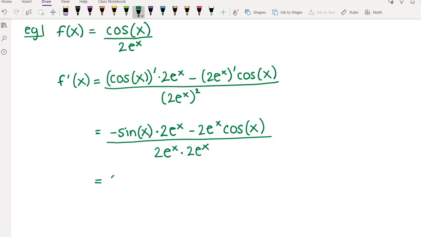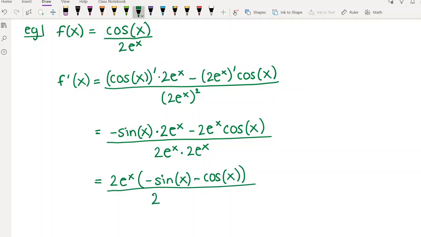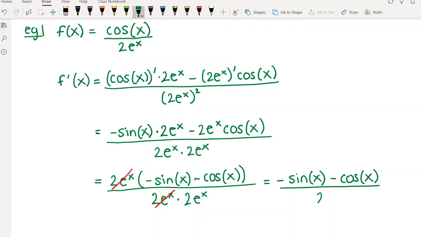So in this case, let's factor out from the top a 2e to the x. So if we do that, we're left with negative sine of x minus cosine of x, all divided by 2e to the x times 2e to the x. And so now we see that we can get rid of this 2e to the x. And so we're left with negative sine of x minus cosine of x divided by 2e to the x.